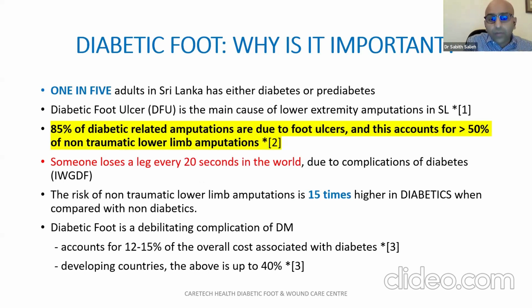And the risk of a non-traumatic lower limb amputation is 15 times more common in a diabetic when you compare the stats with a non-diabetic, right? And it's truly a debilitating complication of diabetes, and a significant burden in terms of the cost to a country's healthcare system, right?